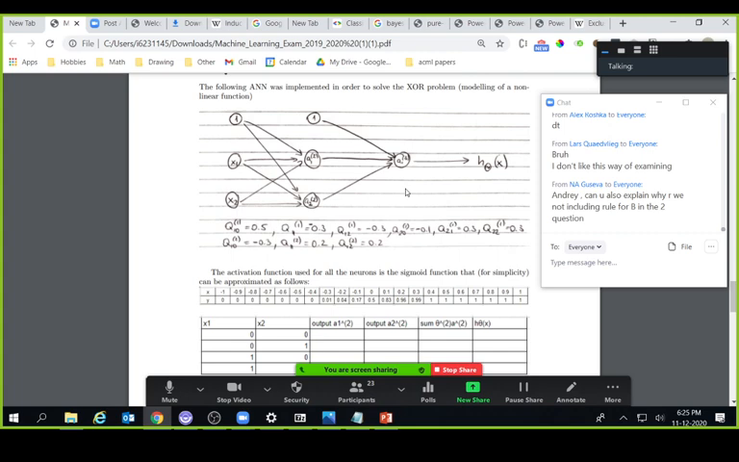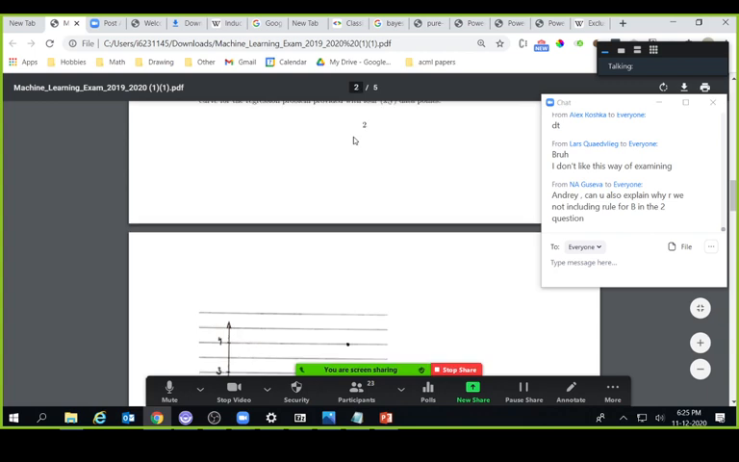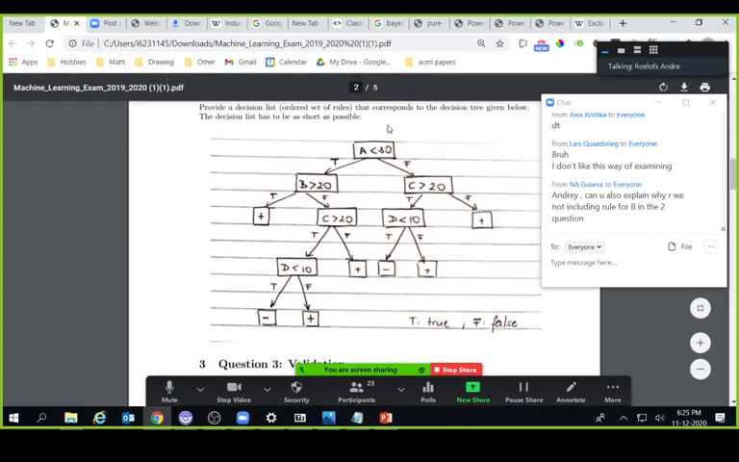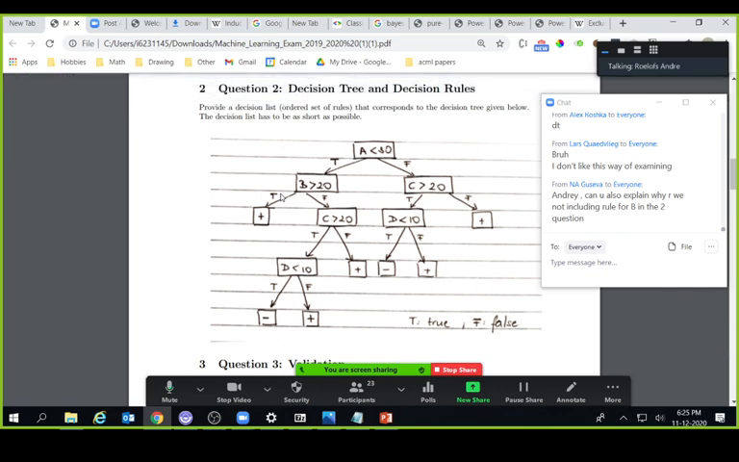Yeah, I know. It doesn't make sense. Andre, can you also explain why we're not including rule for B in the two question? Rule for B. Okay. So for B, for A and B, it basically doesn't matter because the B either leads to C or it leads to a plus. So if B is bigger than 20, then it's a true.